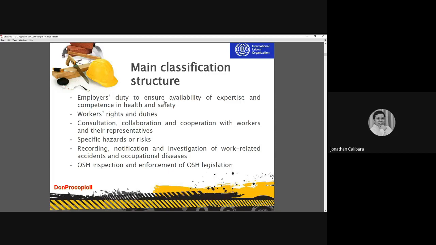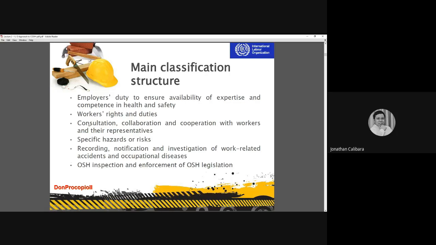Of course, duties are a wide range. Duties are all about responsibilities and obeying the plan, the safety plan or the safety procedures that have been implemented at the working site. Consultation, collaboration, cooperation with workers and their representatives. Specific hazards or risks, we will discuss later. Recording, notification, investigation of work-related accidents. So we have to record, notify, investigate.